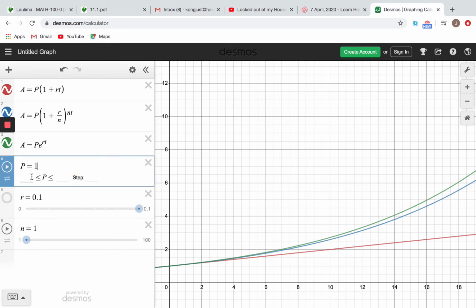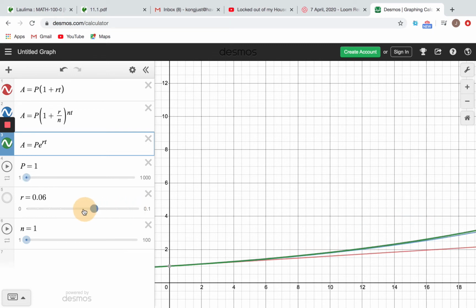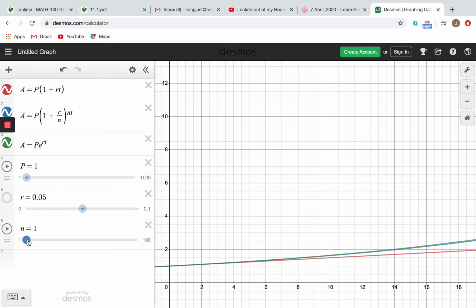All right, your principal. This is how much money you're starting with. Let's start with $1, and let's go up to just $1,000. We'll go by steps of $10. Okay, so we'll play around with these and see what the graph will look like. To start with, let's just start with a single dollar. Let's say our interest rate is 5%. And let's say it's compounded 12 times a year, so monthly, in other words.